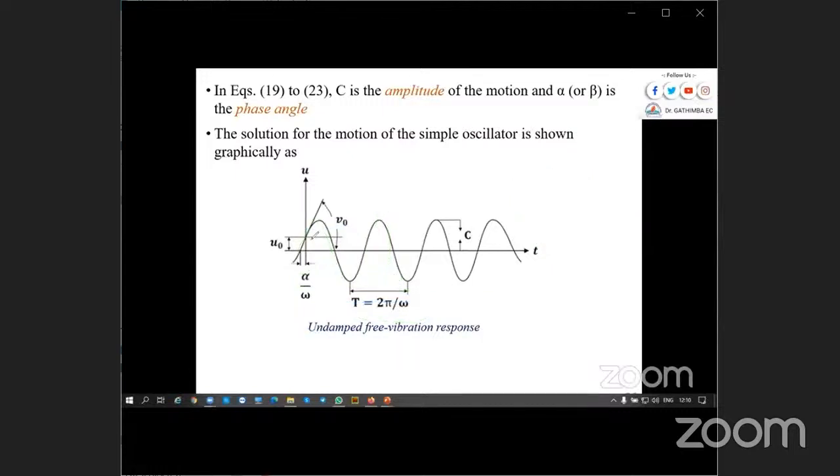And you can see the differentiation, the first derivative of this motion, is like the gradient you are obtaining here. That's why it's given as V naught. The initial velocity is the derivative of the displacement. Yeah. Okay.